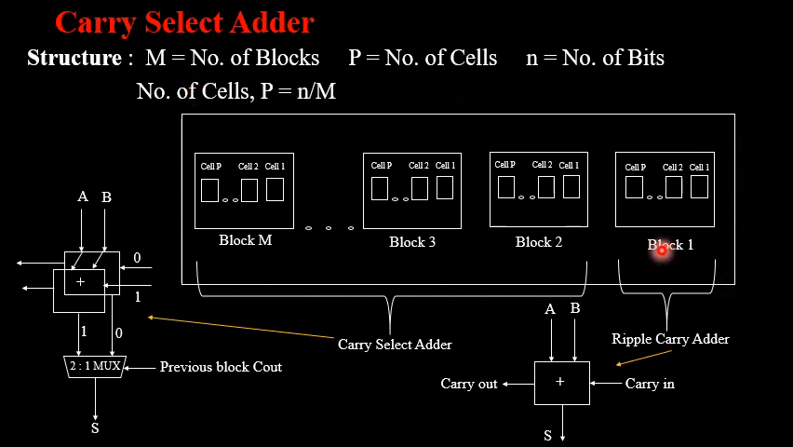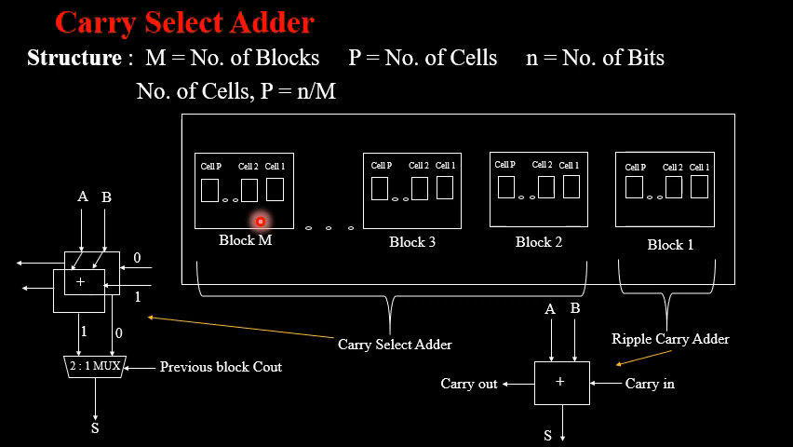If you see, I have designated the blocks 1, 2, 3, etc. till block M. It is nothing but M, which represents the number of blocks. Inside the block, I have named it as cell 1, cell 2, cell P, which are nothing but P in terms of number of cells. So if you remember this particular structure, you can draw or design for any number of bits, provided you know the equation P is equal to N divided by M.